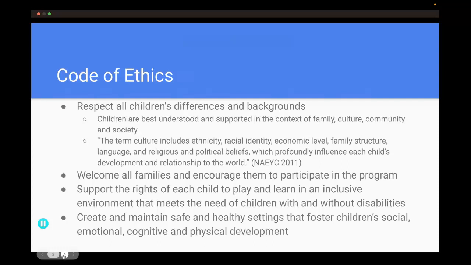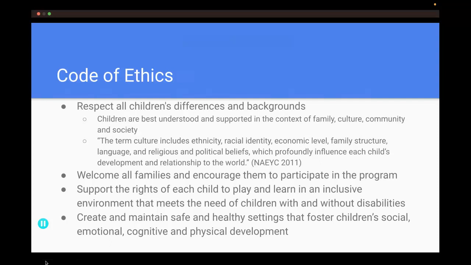Starting off with Code of Ethics. We must respect all children's differences and backgrounds. Children are best understood and supported in the context of family, culture, community, and society. Going more in depth with this, the term culture includes ethnicity, racial identity, economic level, family structure, language, and religious and political beliefs, which profoundly influence each child's development and relationship to the world.